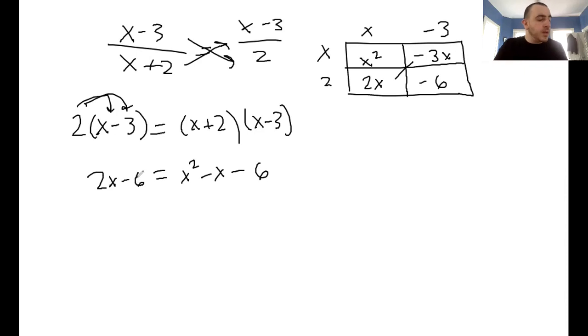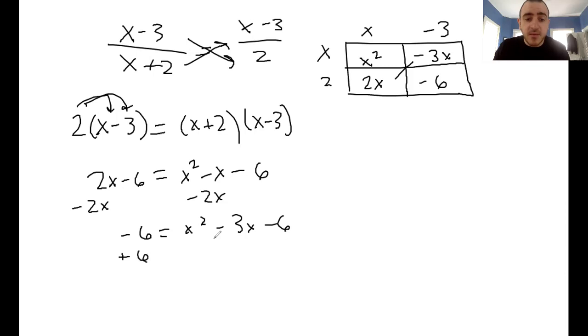I'm going to go ahead and add the 6 to both sides because I have a quadratic here, so I want to move everything to one side to get it equal to 0. I usually like doing the x's first, so I'll subtract 2x on both sides. I'm left with negative 6 equals x squared minus 3x minus 6. Then I will add 6 to both sides, and would you look at that, these cancel out. So I'm left with 0 equals x squared minus 3x.